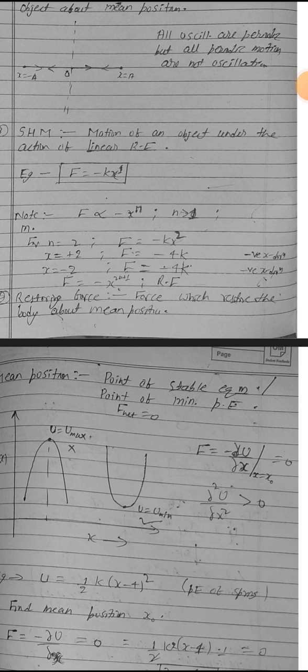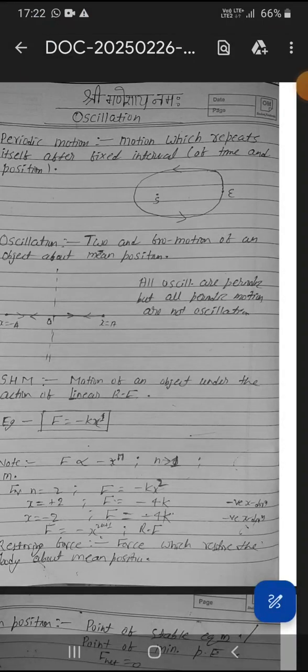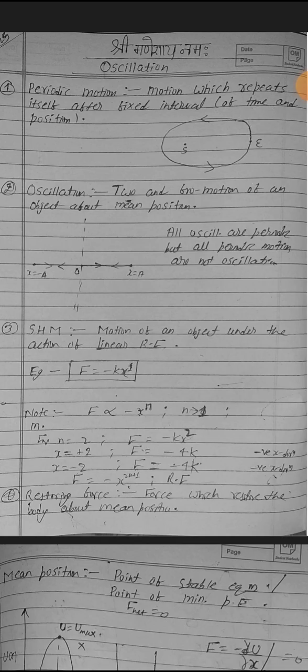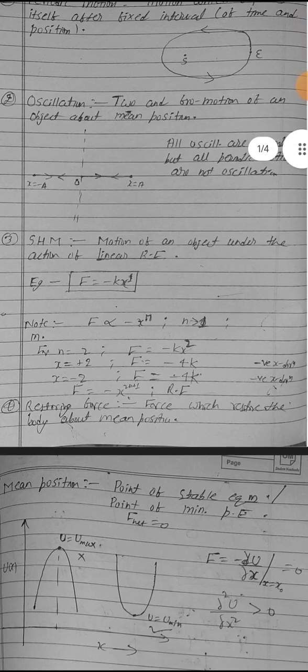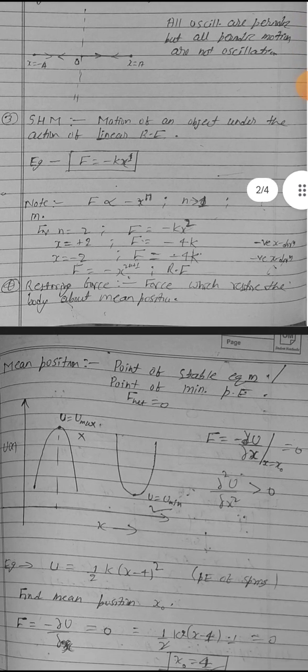Now, what is restoring force? You must be knowing that the force which restores the position of an object about mean position is called restoring force. Now, what is mean position then? The point of stable equilibrium or the point of minimum potential energy is called mean position.